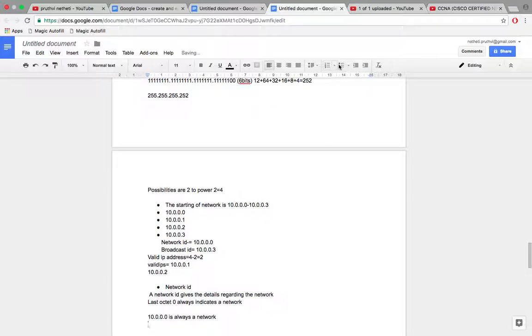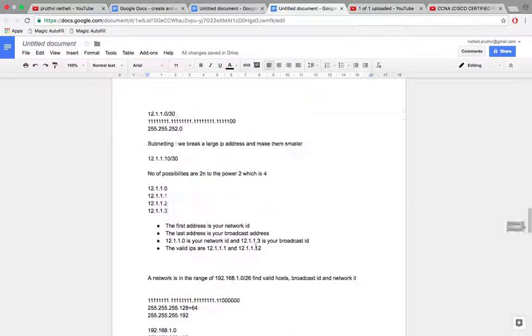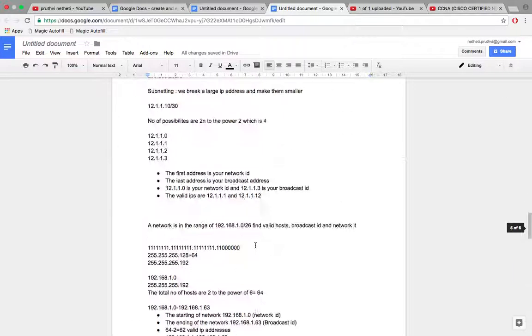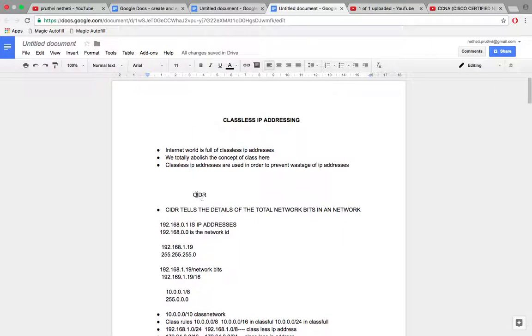Now let's see what a broadcast ID is. Broadcast means one to all. The purpose of the broadcast ID is to broadcast to the whole network. When you want to broadcast to this 10.0.0.0 slash 30 network, you use the IP 10.0.0.3 for broadcasting. I hope subnetting, CIDR notation, and classless IP addressing are all very clear. Remember, all the concepts that I have discussed in this video are very important.